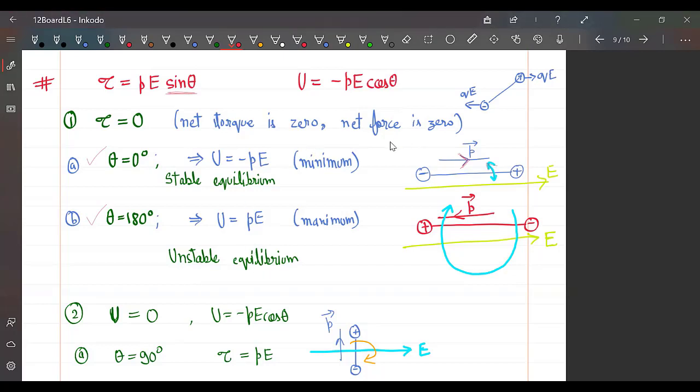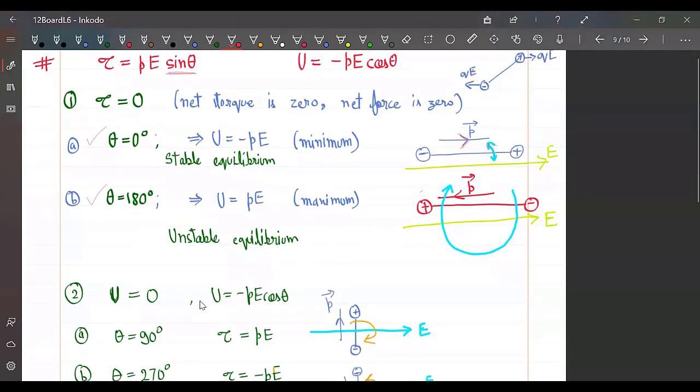Net torque is 0, net force is 0, and at theta equal to 180, potential energy is maximum. So this is unstable equilibrium. In this case, they are anti-parallel. Electric field is towards the right and dipole moment is towards the left. So if you give it a small nudge, it will rotate a full 180 degrees and try to stay at that position.